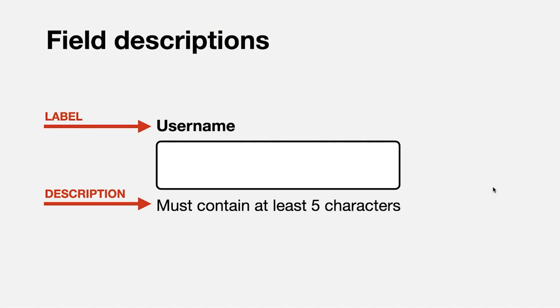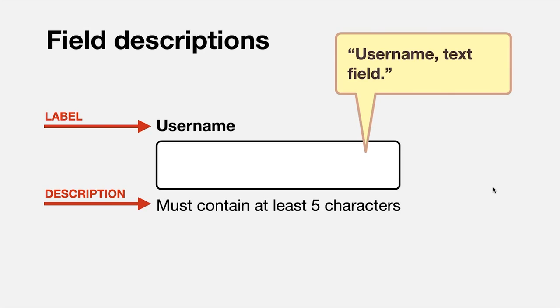So let's look at a better way. And this is field descriptions. So you know the label, something like "username" here. We've also got a description, which is some text often displayed somewhere like at the bottom underneath a field, and this is information that adds to that field. Now, if this was being read out, because that extra text is ignored, the user of a screen reader might just hear something like "username text field," and that description is not apparent to them.